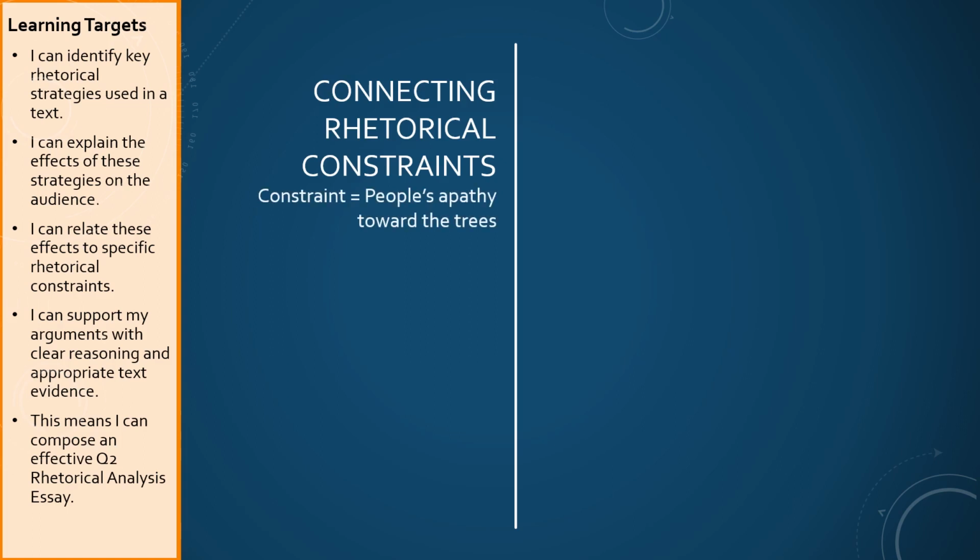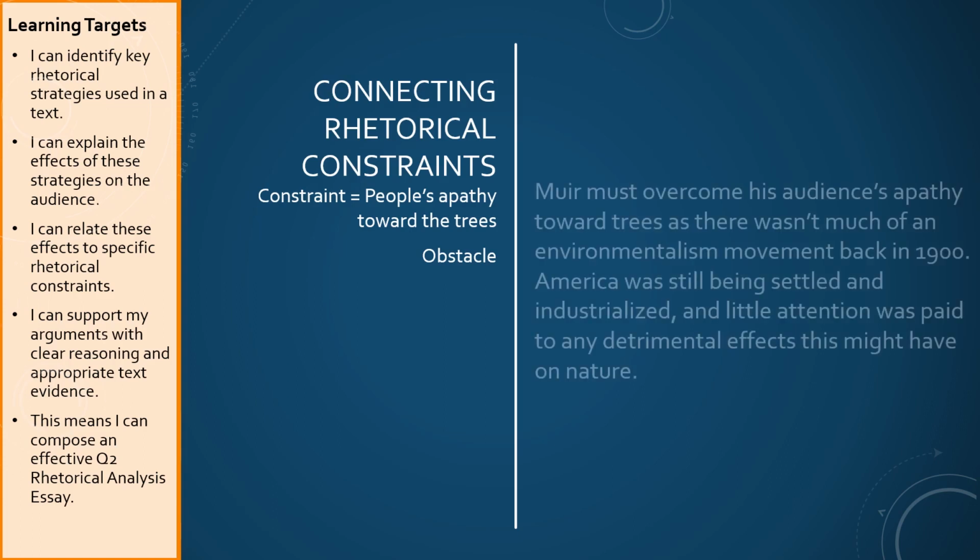Let's take a look at an example here. This particular constraint, a lot of you noted, people's apathy toward the trees. This is, of course, an obstacle. And while I had a lot of students who identified this successfully, very few of you actually explained why they were apathetic toward the trees. And that's important. You can't just claim it without supporting it with reasoning.